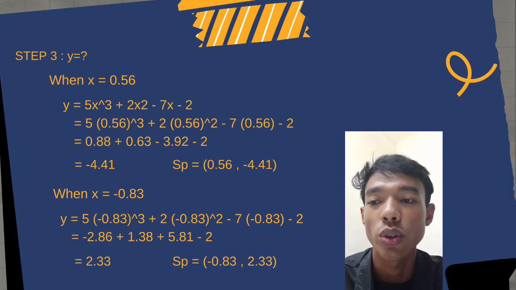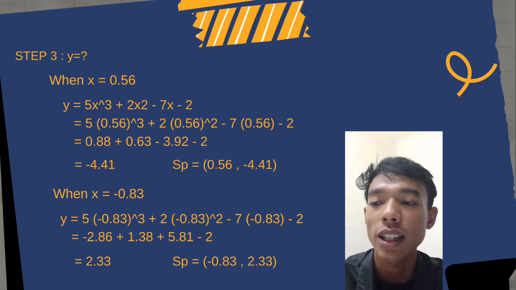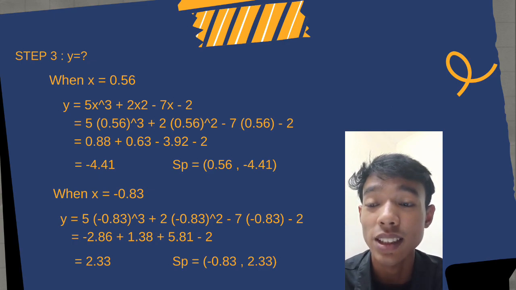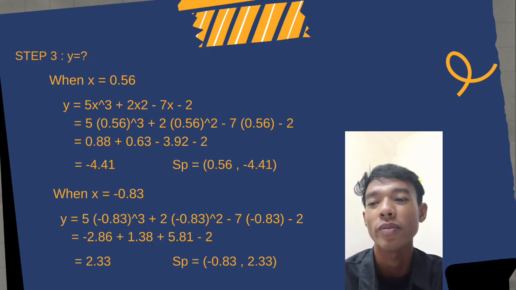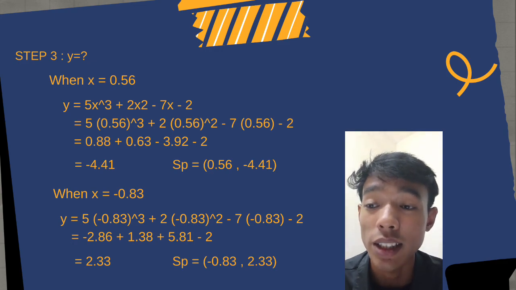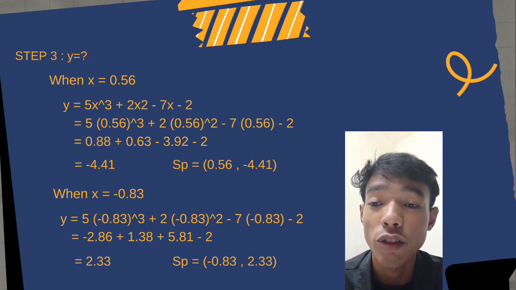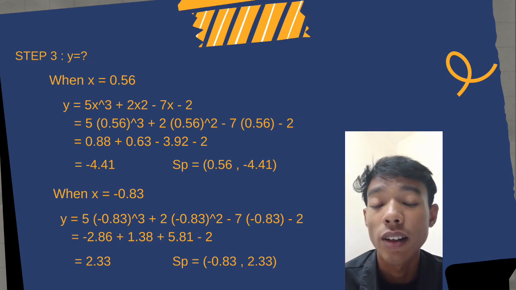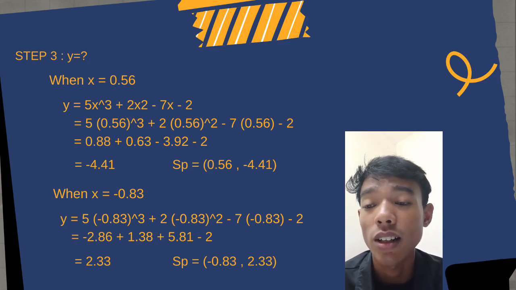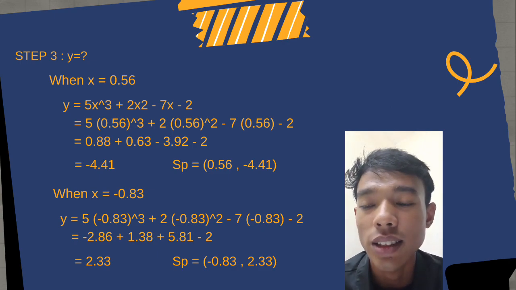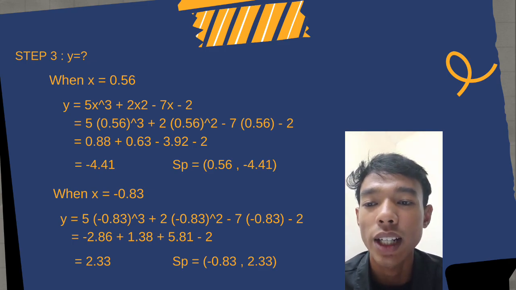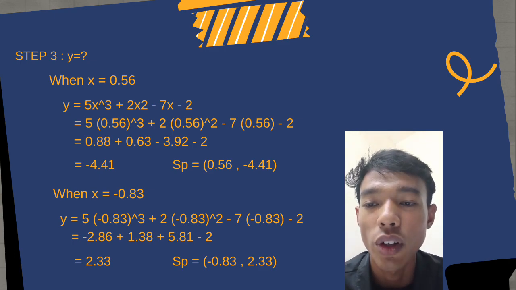And then we can get 0.88 + 0.6272 - 3.92 - 2, and the answer we can get is -4.41. After that we get the stationary point (0.56, -4.41).